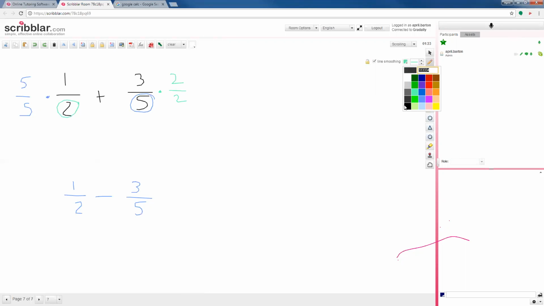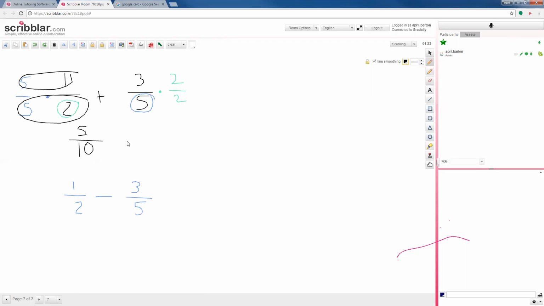So kind of like an equation, what you did to one side you have to do to the other. A fraction, what you do to the top you have to do to the bottom. So that's why we multiply top and bottom. So we multiply straight across. 5 times 1 is 5, and 5 times 2 is 10. Same thing over here. 3 times 2 is 6. 5 times 2 is 10.